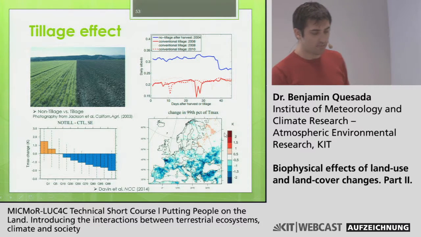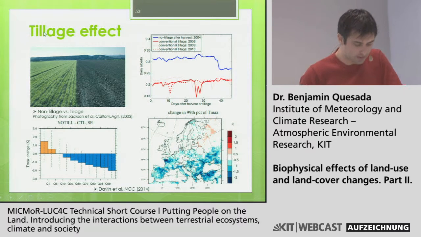So, for example, tillage can change biophysical properties, as you can see in this photo of a non-tilled field here in green and a tilled field, which is, as you can see, darker. So you see immediately there is absolutely no change in roughness length, or very little. So the major change in biophysical property is really the albedo.